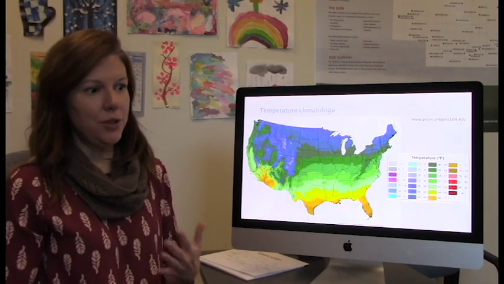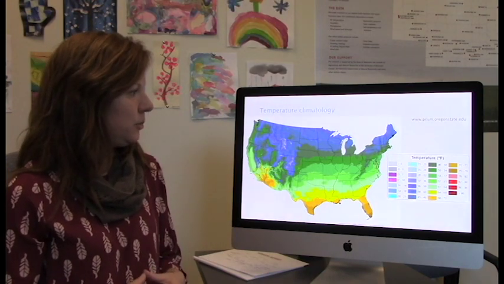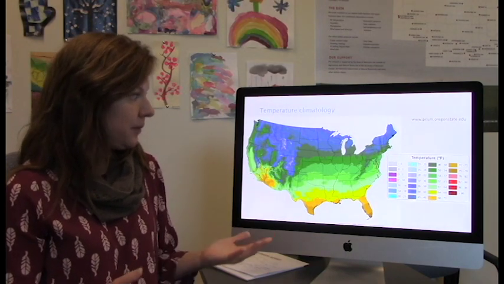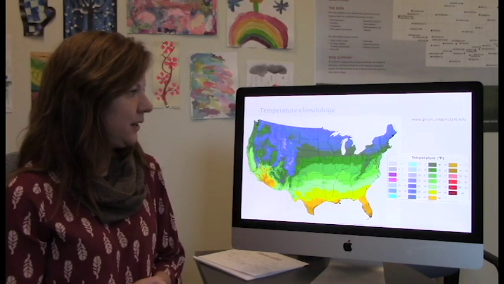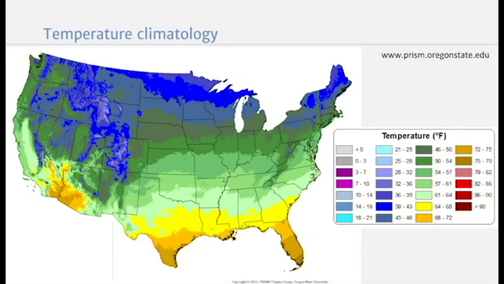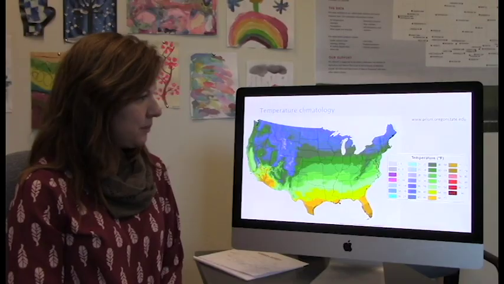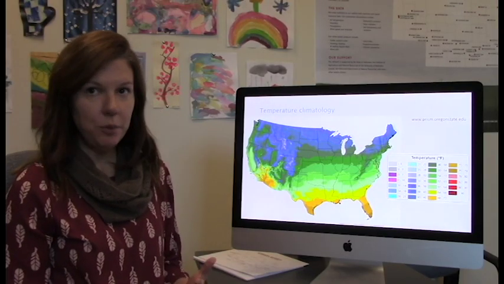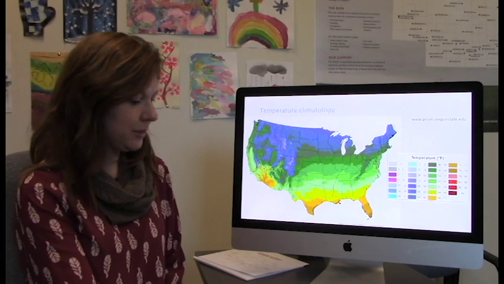Something like latitude, where we are on the globe, is significantly a factor in the temperature climatology. So these are annual average temperatures, and clearly what you'll see is it's warmer in the south and colder in the north. And Nebraska, again, lies in this somewhat transition zone here in the middle latitudes. So our temperature is largely a function of where we sit on the globe.